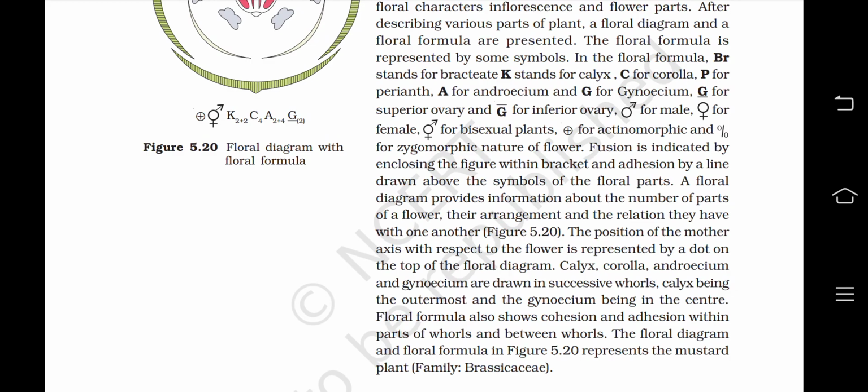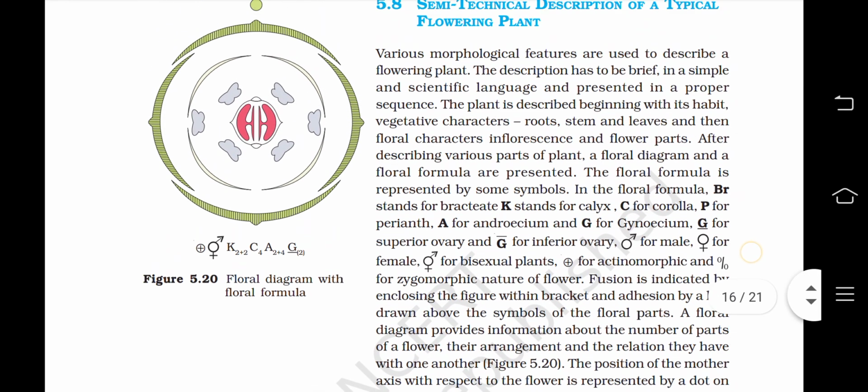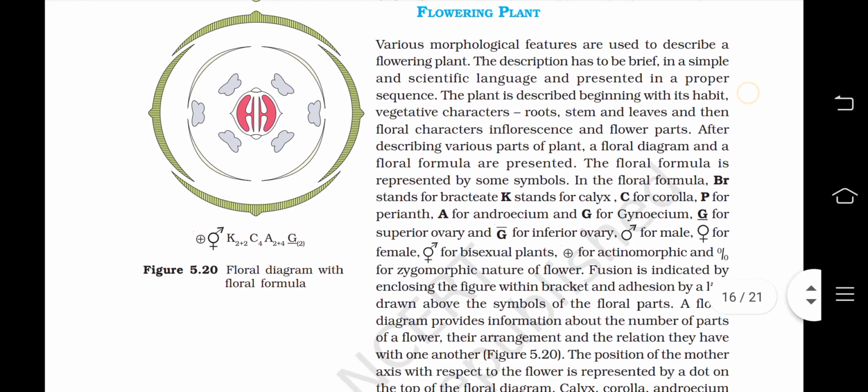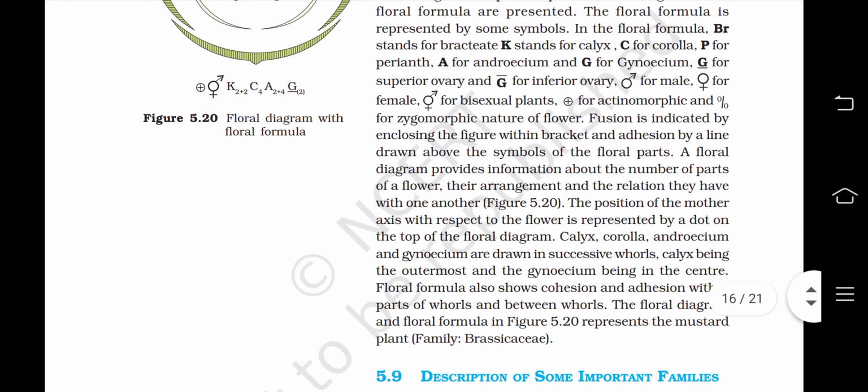Figure 5.20. The position of the mother axis with respect to the flower is represented by a dot on the top of a floral diagram, just like this. Calyx, corolla, androecium and gynoecium are drawn in successive whorls, calyx being the outermost and the gynoecium being in the center.